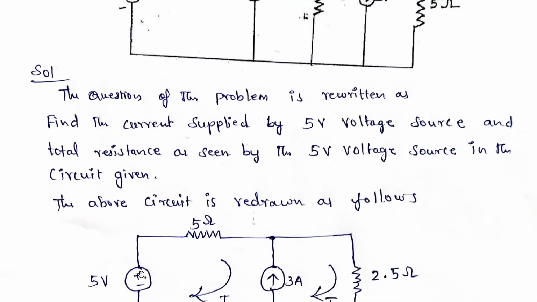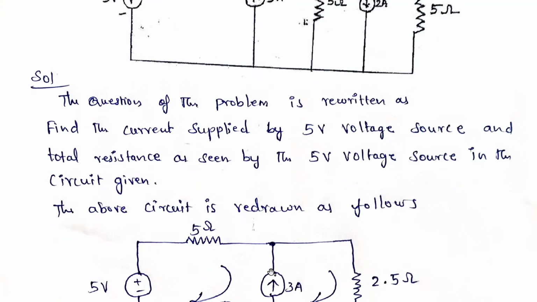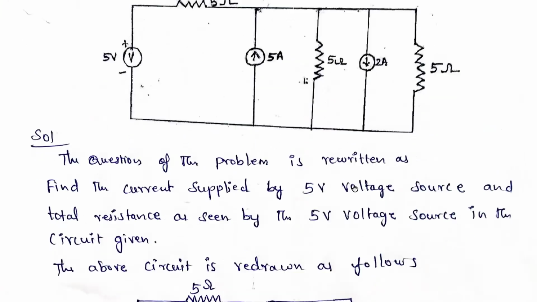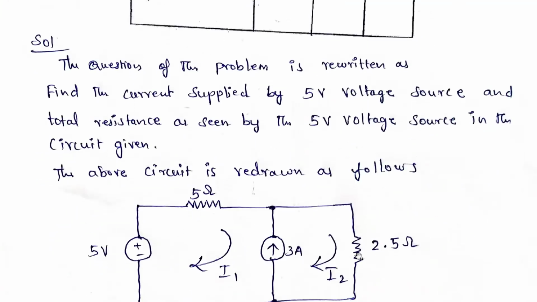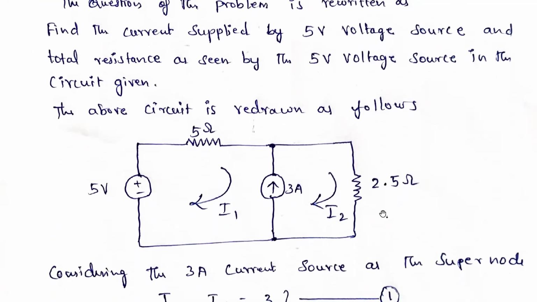So here 5 volts is there, and here again 5 volts is there. Here again 3 amperes is there, and again 5 ohms is there, and again 5 ohms is there. These two 5 ohms are in parallel, so we can reduce them to one. Parallel means 5 by 2, which is 2.5. So our circuit can be redrawn like this.